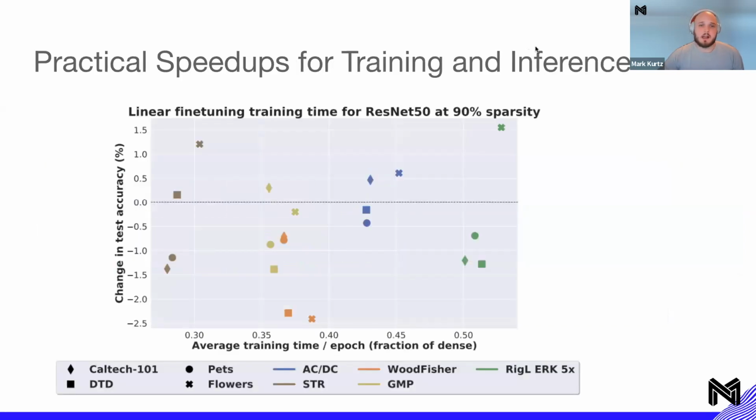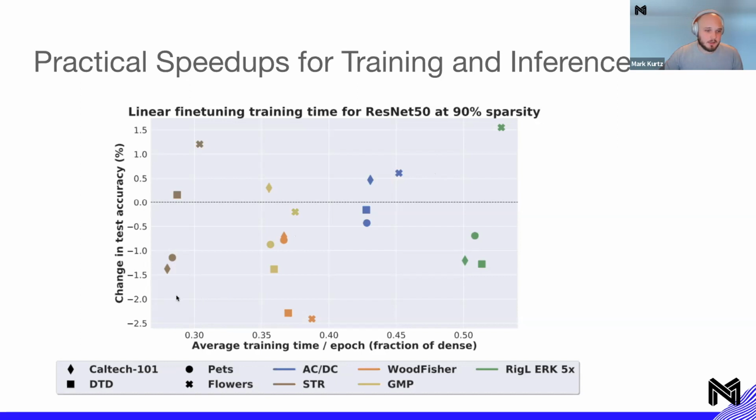And then diving into practical speedups for training and inference. For inference, we'll dive into the results in a little bit, but what's interesting is that whenever we do linear fine tuning, we can actually get speedup for training. This is because the DeepSparse inference engine enables us to get speedup on sparse networks during inference. And because the network is completely frozen other than that last layer, we can run the backbone through the DeepSparse inference engine for inference speedups and only train that last layer, which costs very little.